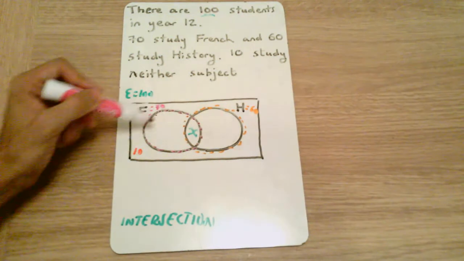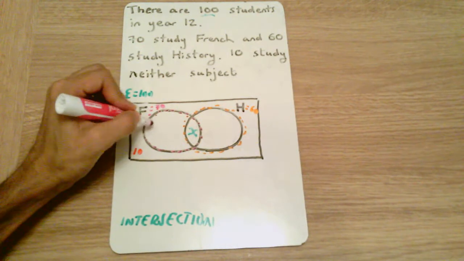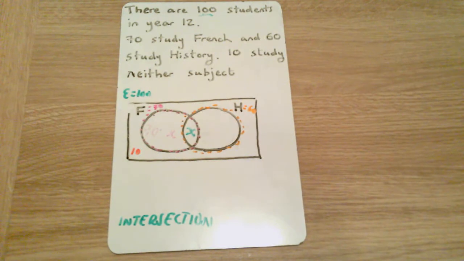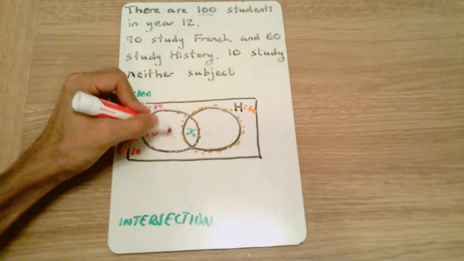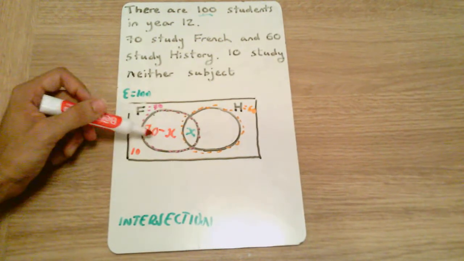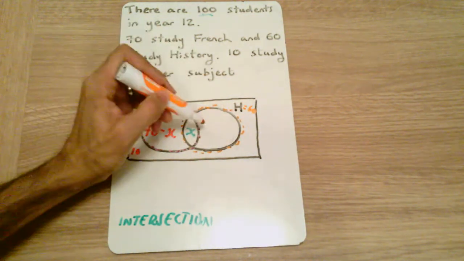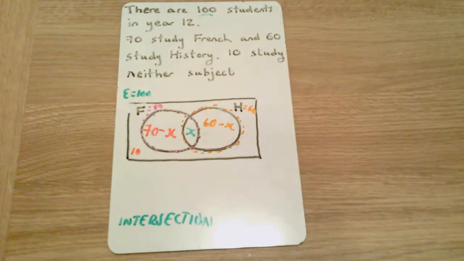Now, if this whole circle is equal to 70, and this is X, this must be 70 take away X. So that circle over there is 70 take away X. Because if this was 10, this would be 60. If this was 20, this would be 50. It all needs to add up to 70. Similarly, on the other side, if this whole circle is 60, this must be 60 minus X, because that circle has to add up to 60.